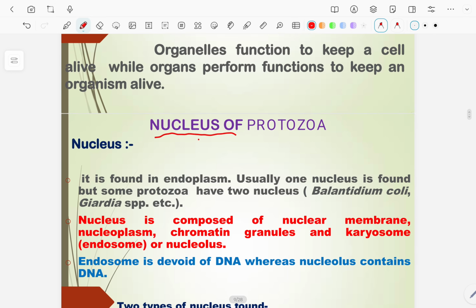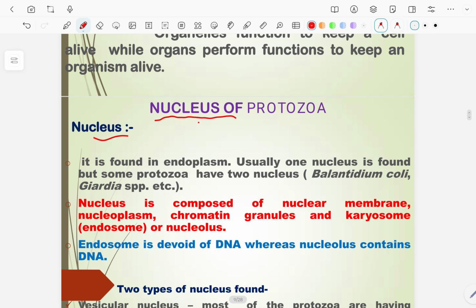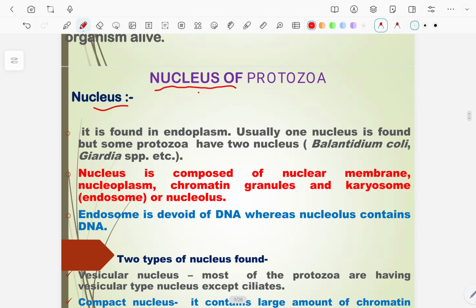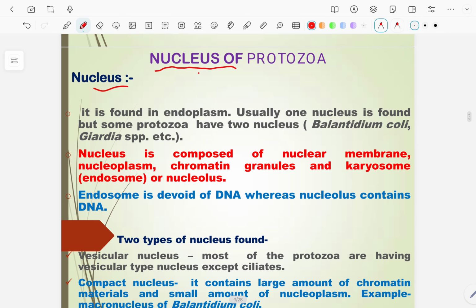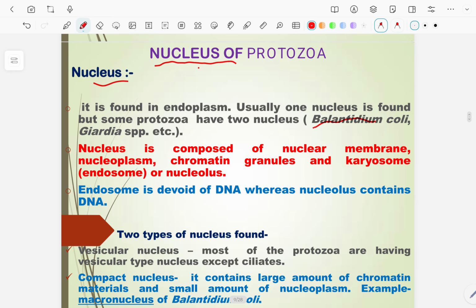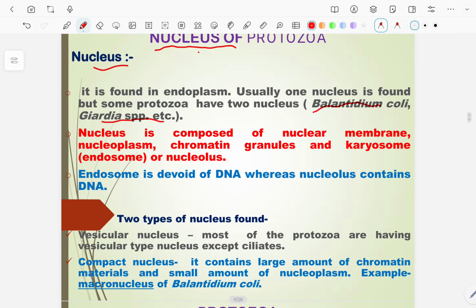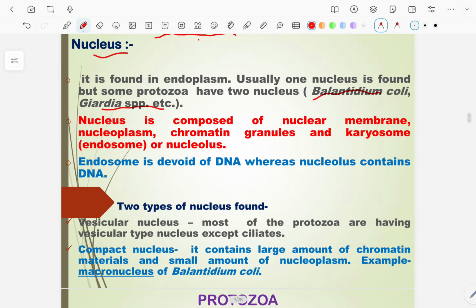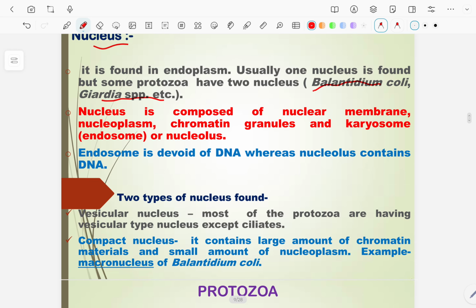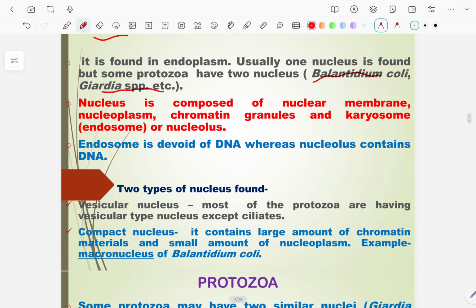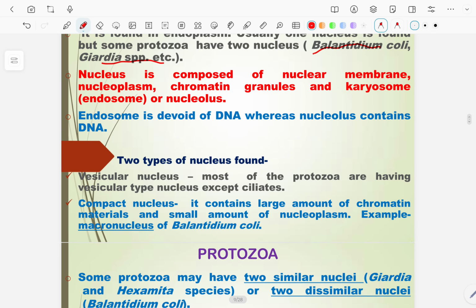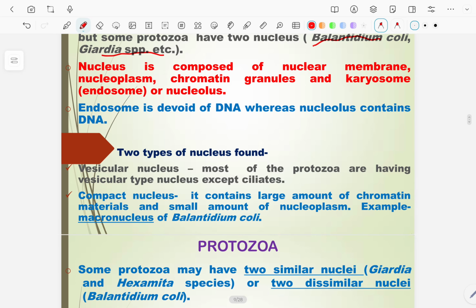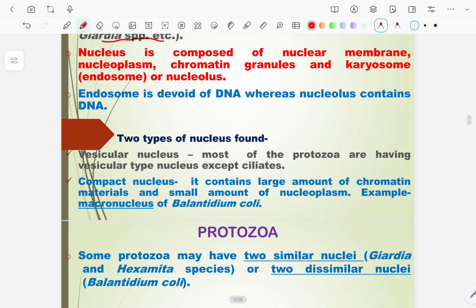Nucleus of protozoa. It is found in the endoplasm. Usually one nucleus is found, but some protozoa have two nuclei, like Balantidium coli, Giardia species, etc. Nucleus is composed of nuclear membrane, nucleoplasm, chromatin, and karyosome, endosome or nucleolus. Endosome is devoid of DNA, whereas nucleus contains DNA.